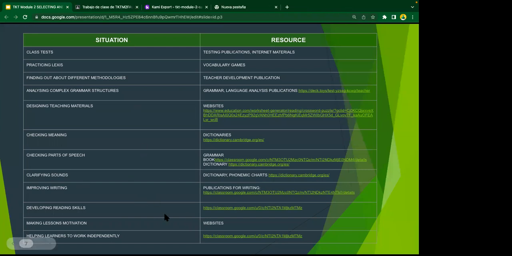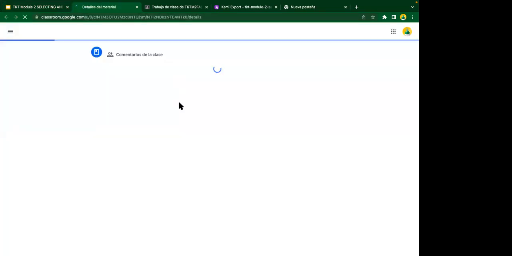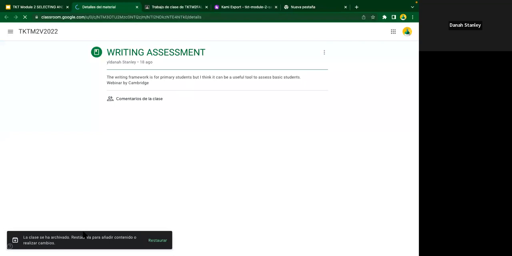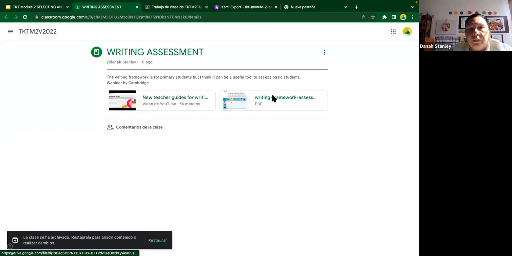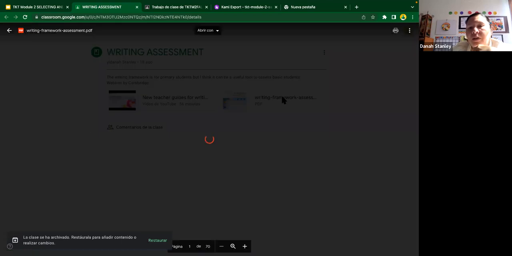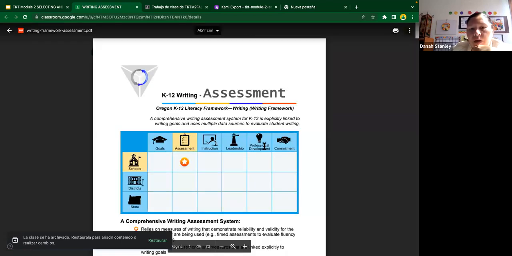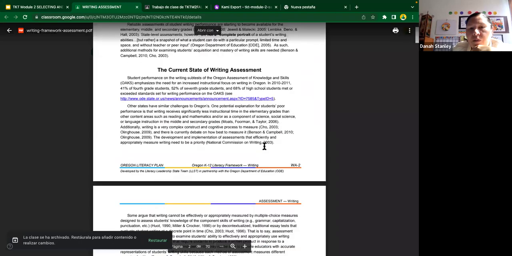Luego, improving writing. These frameworks, this is a talk from Cambridge University about writing. I'm going to give you the link and a framework to assess writing. Okay, it's an article.